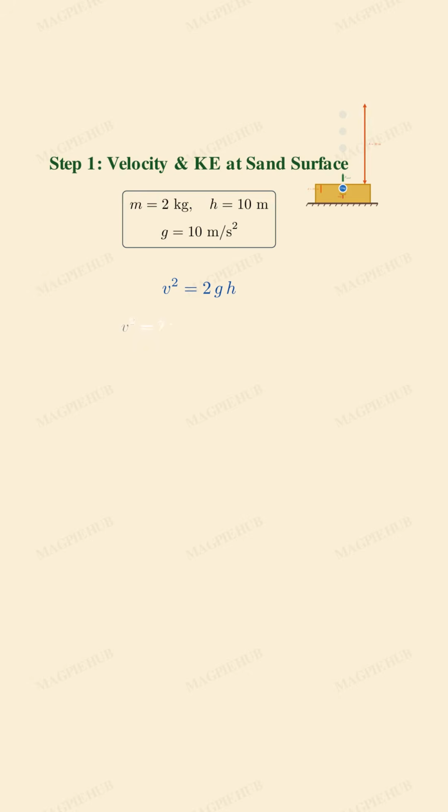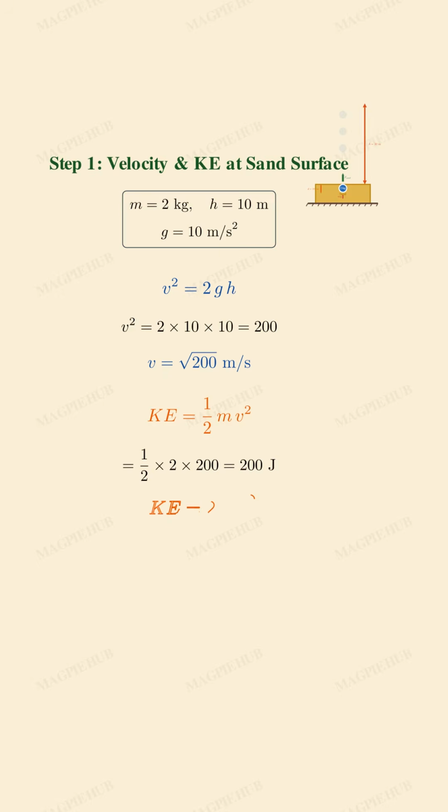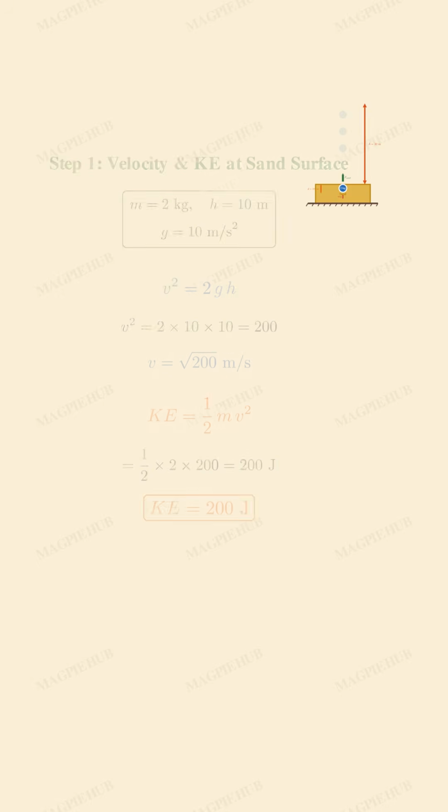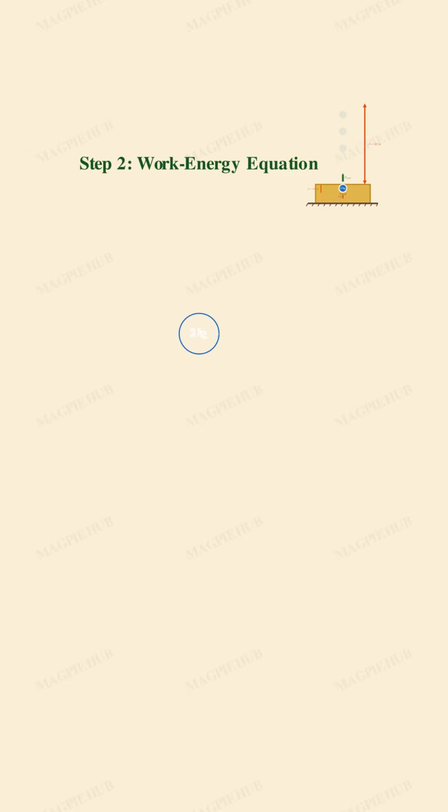Step 1. Find the velocity and kinetic energy when the ball hits the sand. Using v squared equals 2gh, we get v squared equals 2 times 10 times 10, which is 200. So v equals root 200 meters per second. The kinetic energy at the sand surface is half mv squared, which is half times 2 times 200, giving us 200 joules.